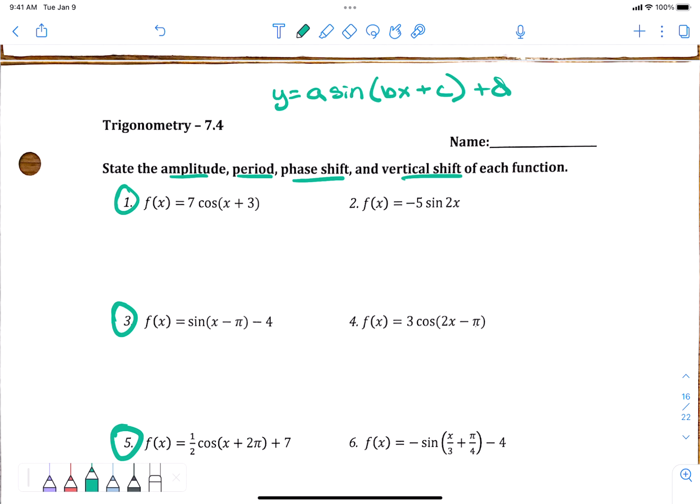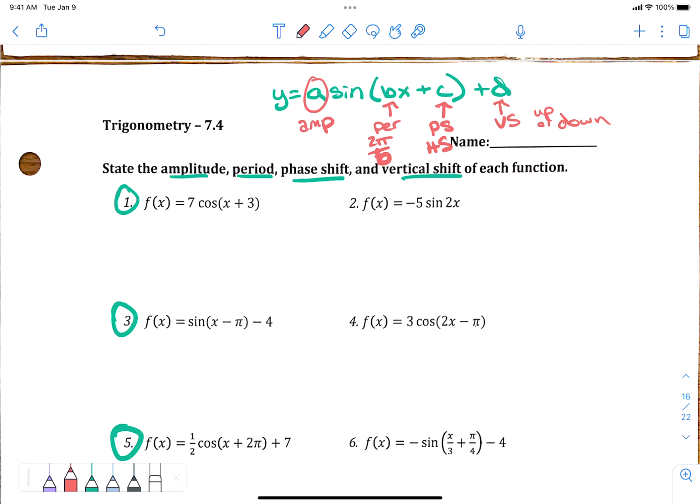Amplitude on the first one, 7. The A tells you the amplitude. The B tells you the period, but you have to do 2 pi divided by b to find the period. The C value tells you the phase shift, which is another word for horizontal shift, left and right. And the D tells you the vertical shift, so up or down. So on 1 there's none.